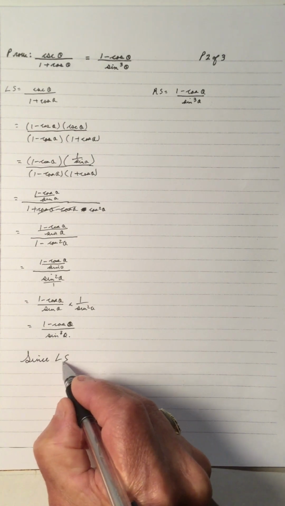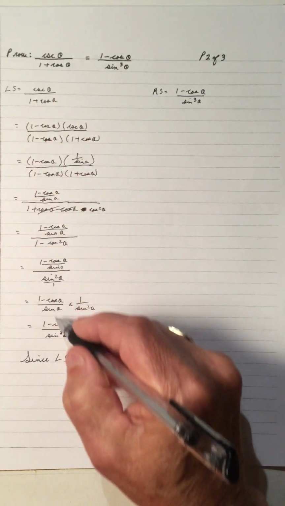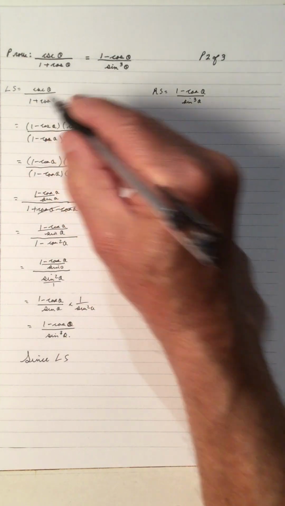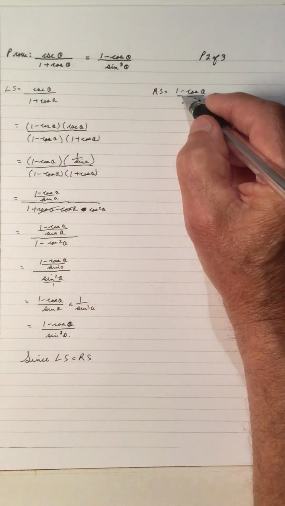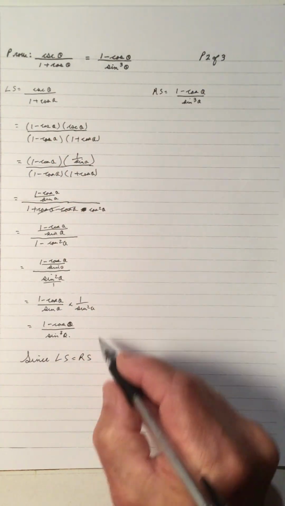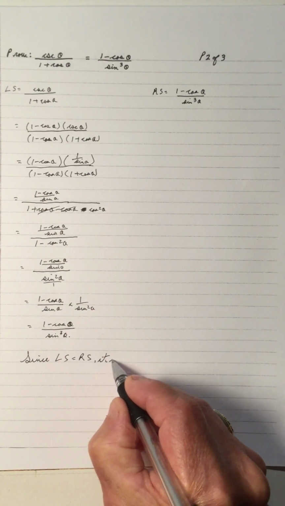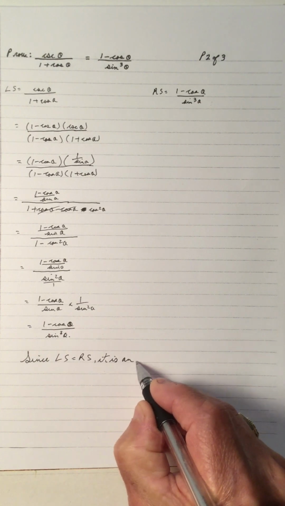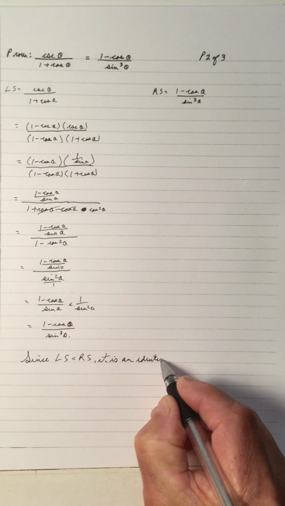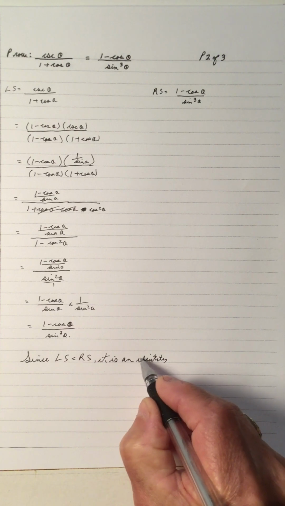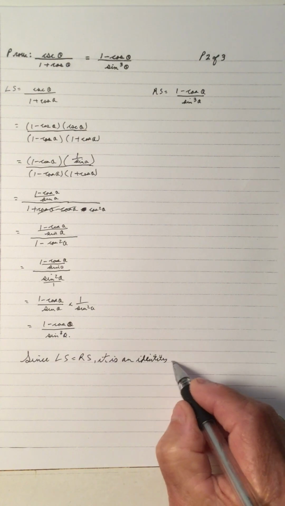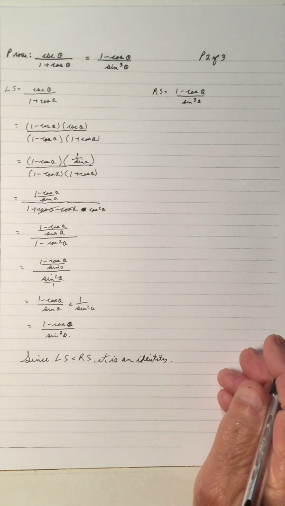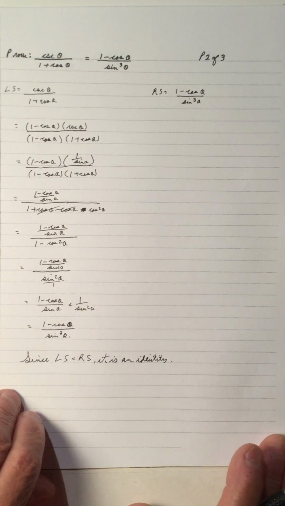Since the left side, which is this, is equal to the right side, there they are right there. It is an identity. I-D-E-N-T-I-T-Y. It is an identity. So that's one way if I do the left side first.